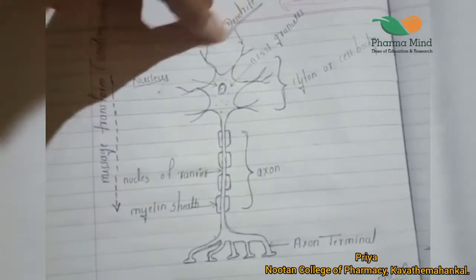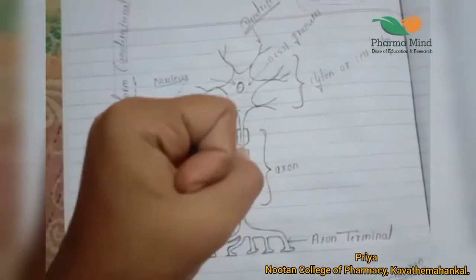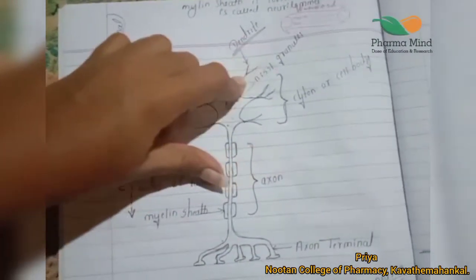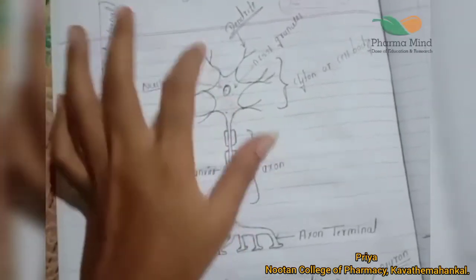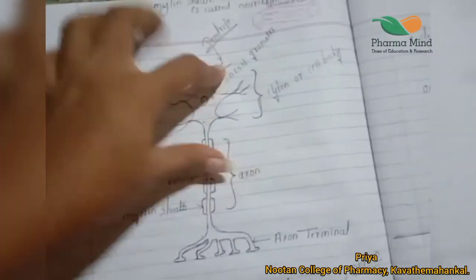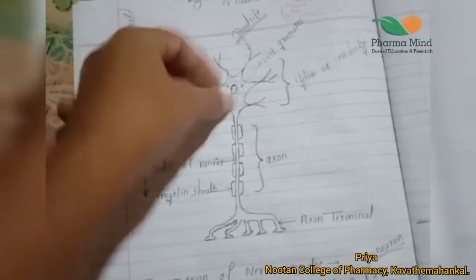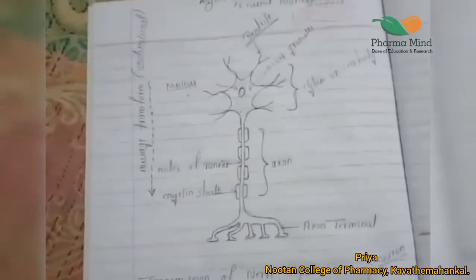Now we have to discuss how the message is transferred from one neuron to another neuron. First, these branch-like structures, the dendrites, receive the message from the environment, and this message is transferred to the cell body. This message is in the form of which? In the form of an electrical signal.